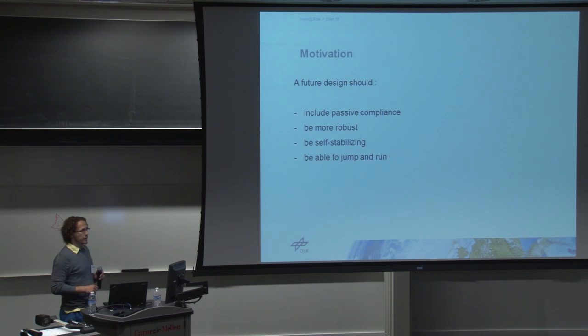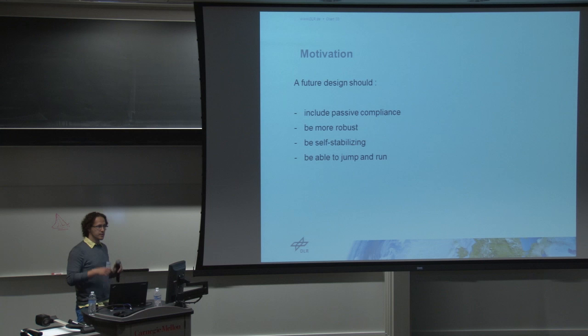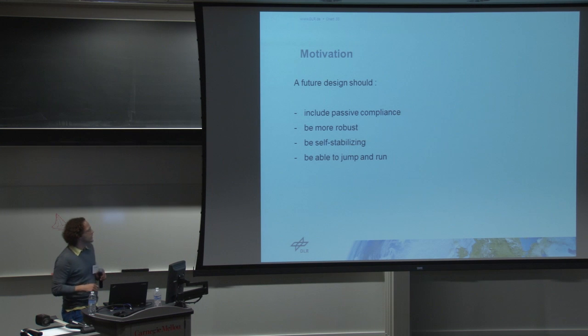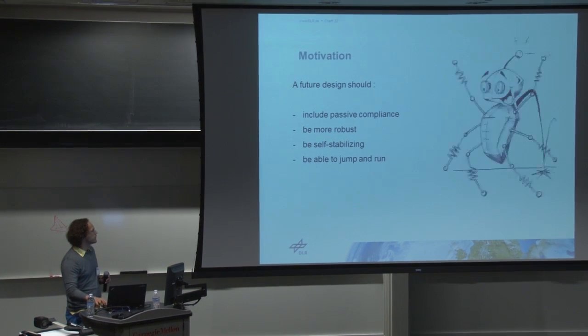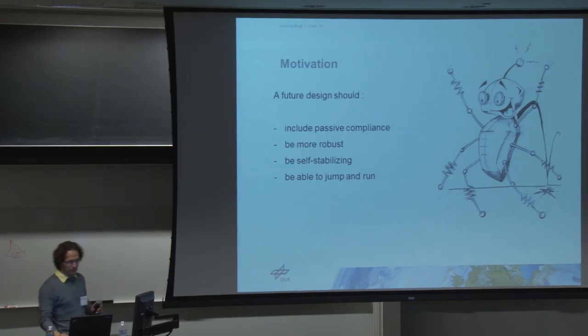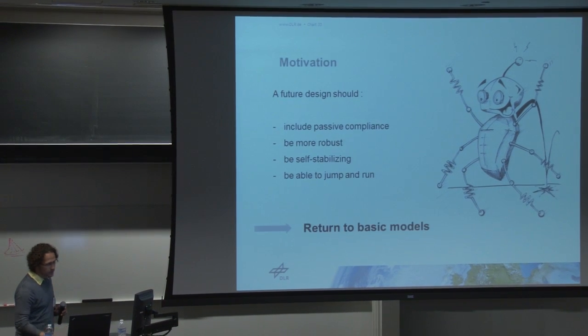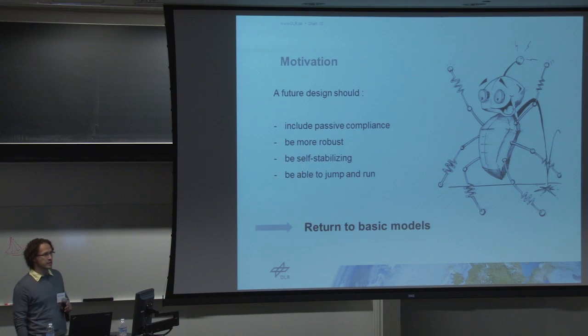First of all, to get the mechanics more robust to operate in these harsh environments. Further, we want to exploit self-stabilization, and we want to be able to jump and run. So just give the robot the capabilities for dynamic locomotion. So we hope we have a little more happy robots. And for this purpose, we have to return to basic models and just have to do our homework to understand what is necessary in the structure of the robot to achieve these behaviors.